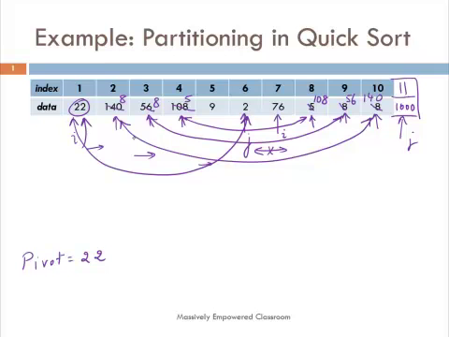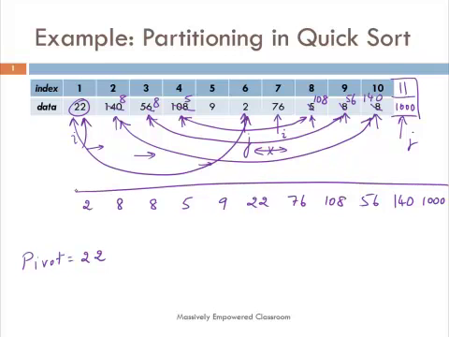So finally the new array that we get would be 2, 8, 8, 5, 9, 22, 76, 108, 56, 140, and this extra element 1000. So in this new array, the pivot is 22. It's not a new array, it's just the same array that has been rearranged. The pivot is 22, right?